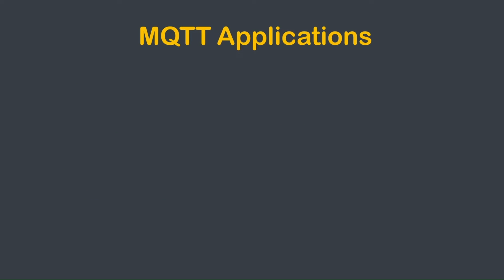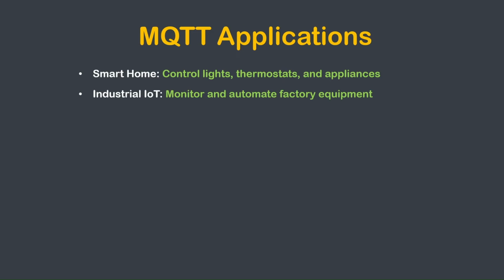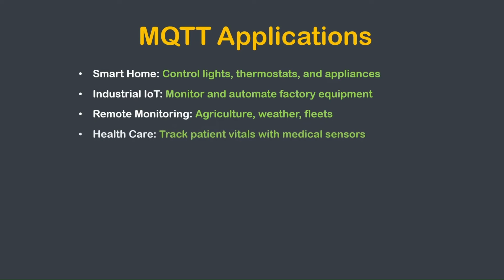Let's take a look at some MQTT applications. MQTT can be used in various IoT applications. For example, in smart homes, MQTT can be used to control lights, thermostats, and appliances. In industrial IoT, MQTT can be used to monitor and automate factory equipment. MQTT can also be used in remote monitoring applications like agriculture, weather monitoring, and fleet management, etc. In healthcare, MQTT can be used to track patient health with the help of medical sensors.